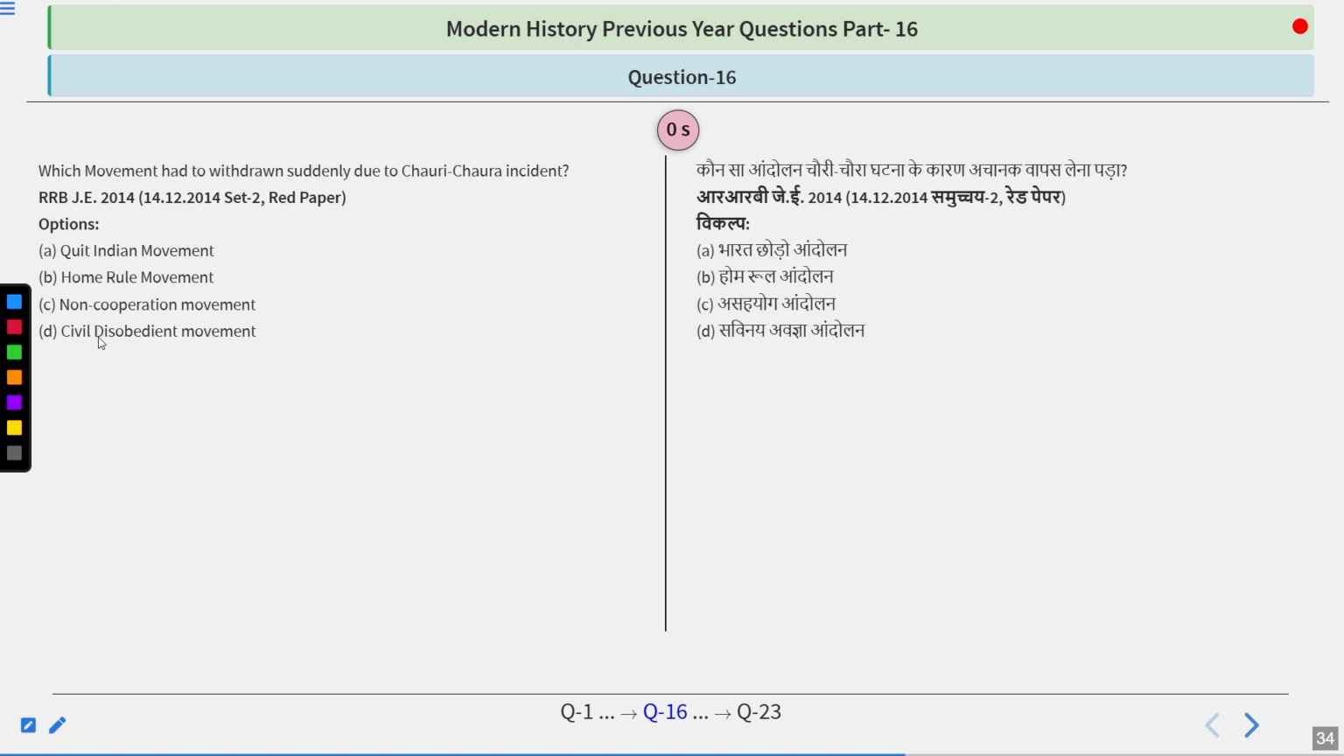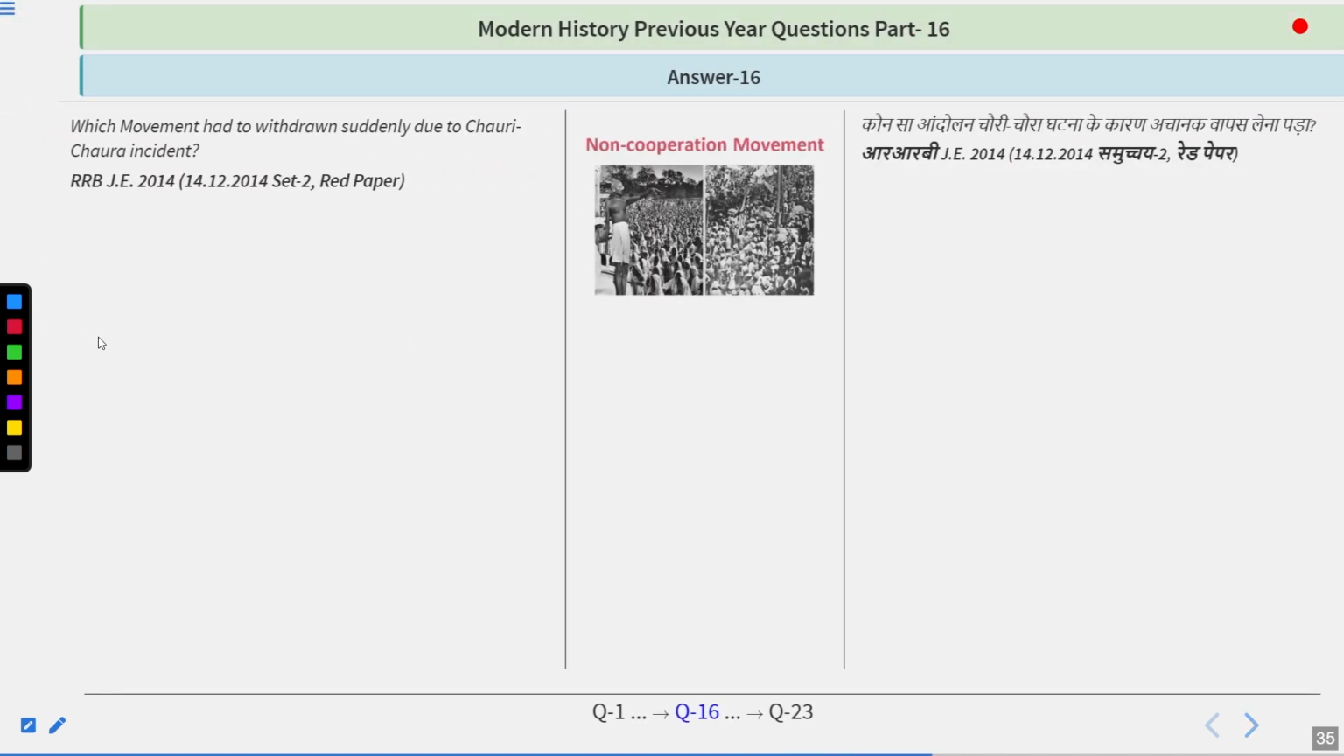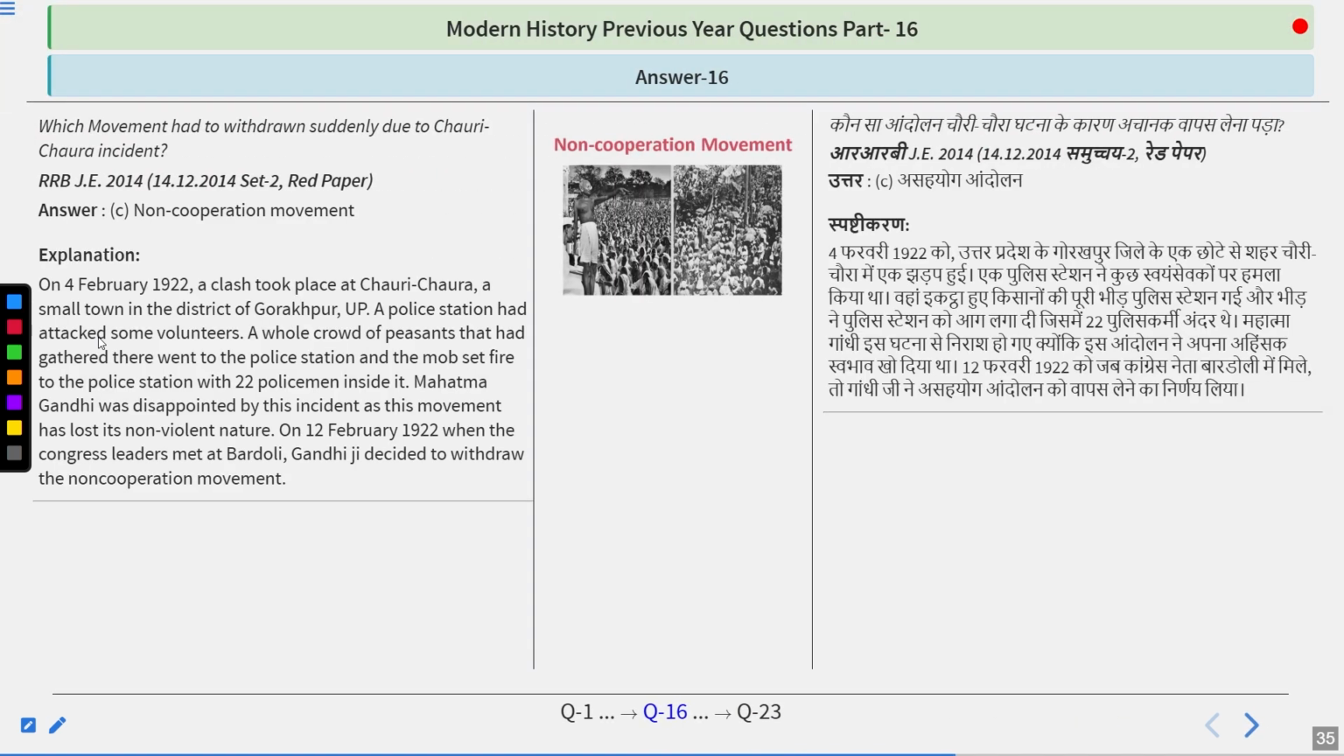And I guess the answer is simple because the answer is the non-cooperation movement. On 4th February 1922, a clash took place at Chauri Chaura. Actually, what happened was that a mob was protesting against a liquor shop that was open in that place. Police were there, and suddenly things went bad. So police opened fire and some of the protesters died.